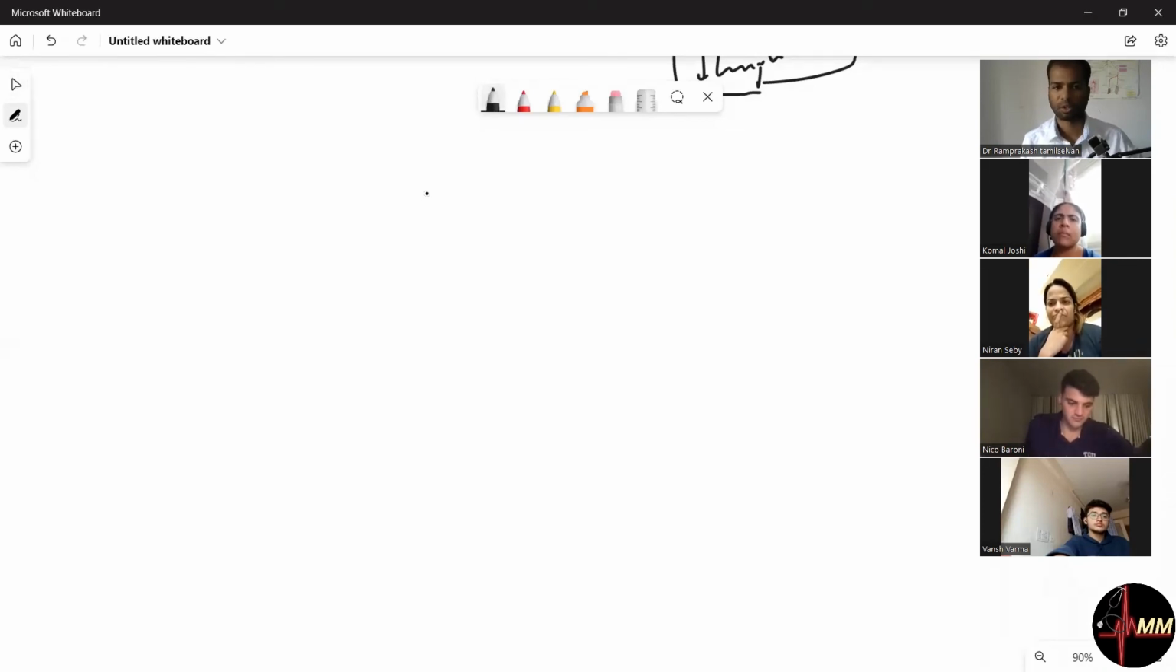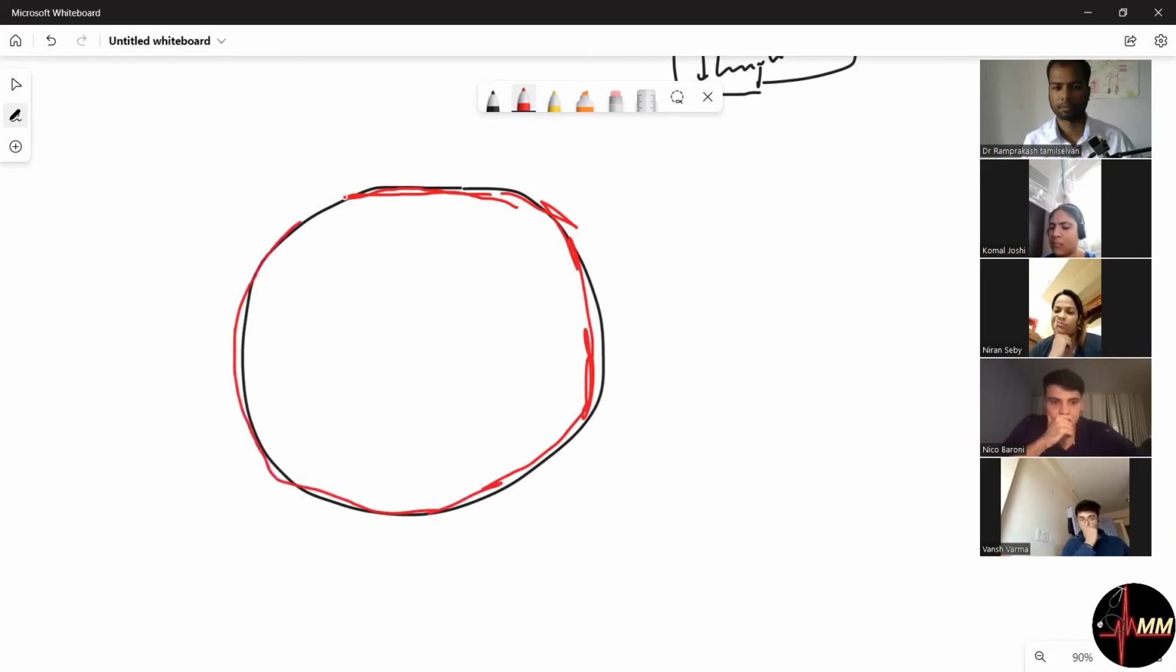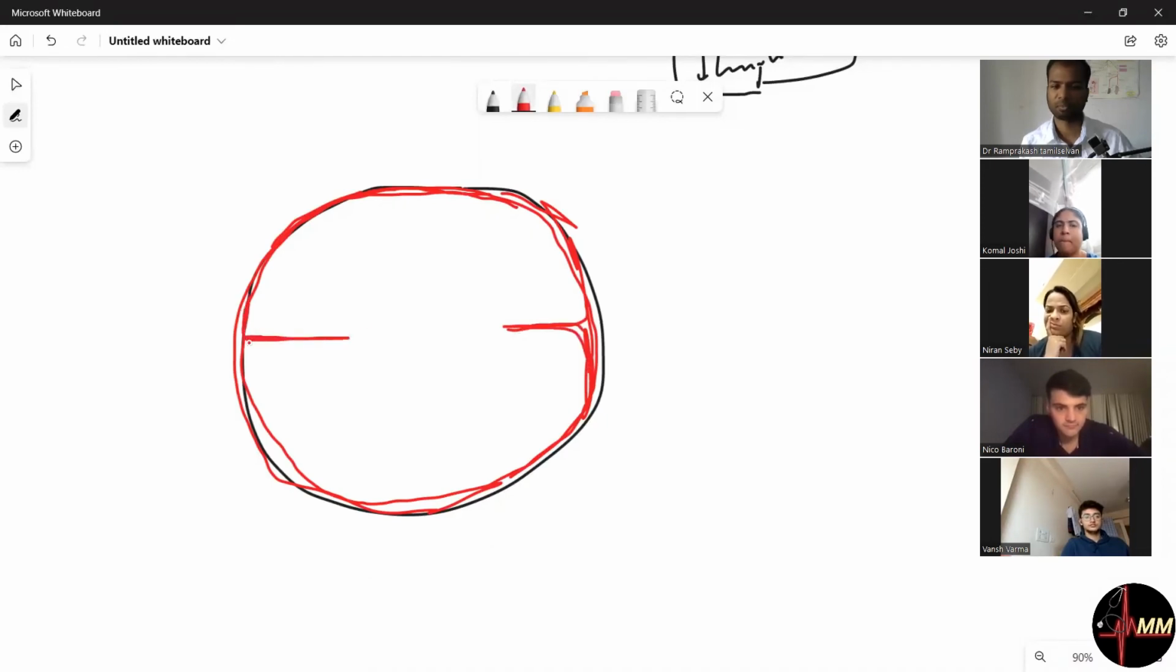Okay, so here is a heart. I'm going to draw the endocardium layer in the red line. So this endocardial layer can be infected. And remember, the heart walls also have this endocardial lining. If you understand this big picture, it's going to be very simple.